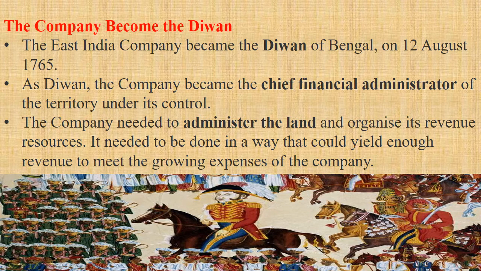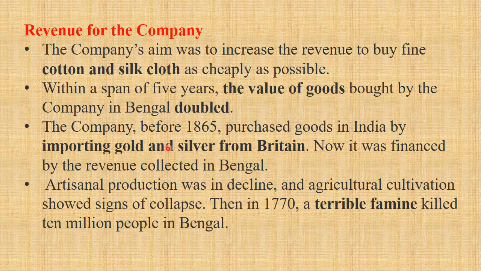Okay, my dear children. Next, revenue for the company. We are going to see what the revenue was for, why they needed it, and what they did. First, the company's aim was to increase the revenue to buy fine cotton and silk cloth as cheaply as possible.